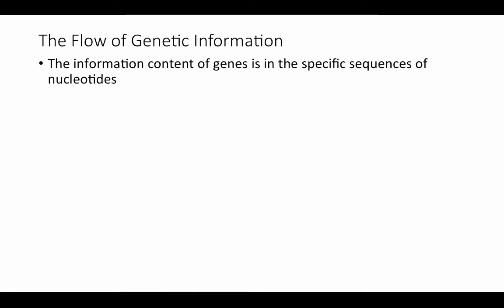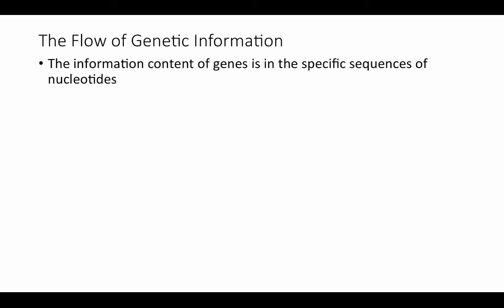So in this chapter, we're going to be examining the flow of genetic information, basically how we get from genotype, or the actual DNA sequences that an organism has, to the phenotype, or the outward projection, the physical manifestation of those DNA sequences. So we're going to be looking at the flow of genetic information.